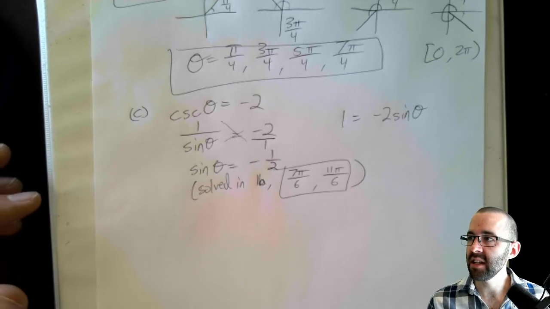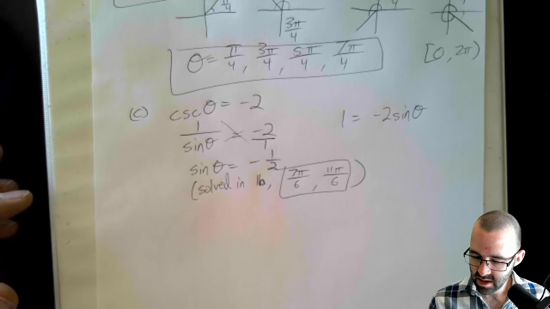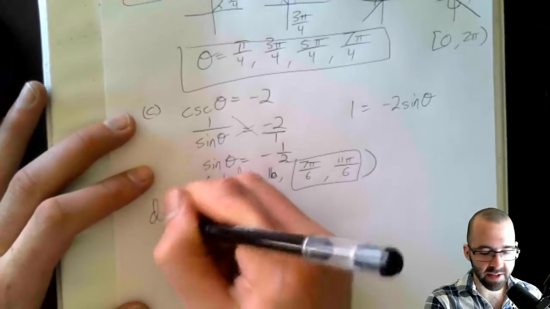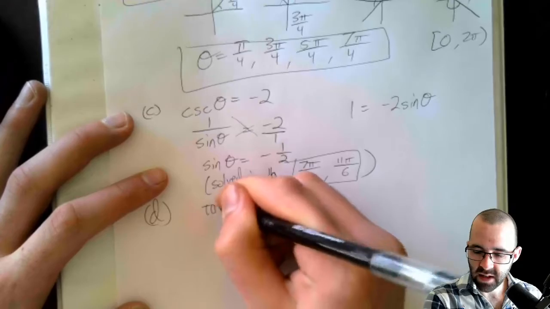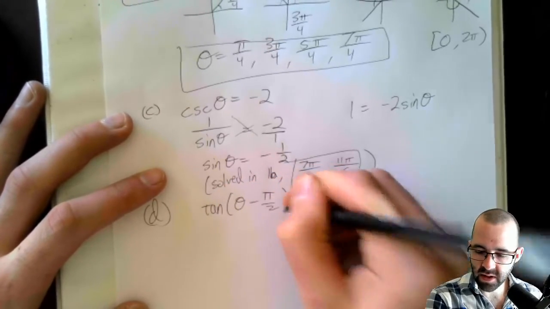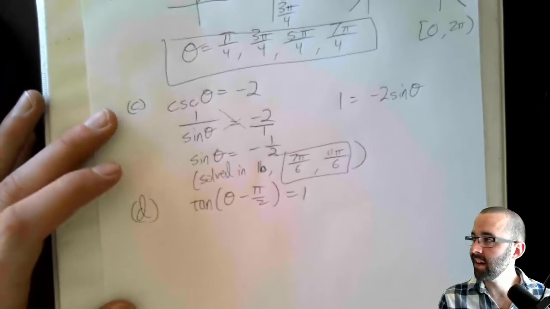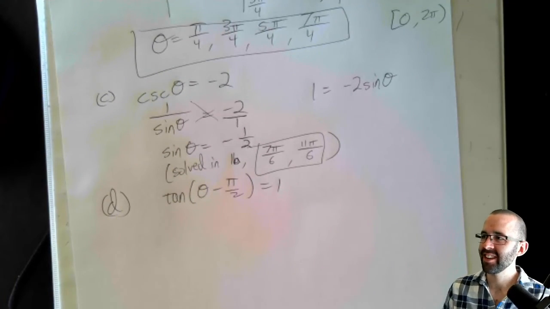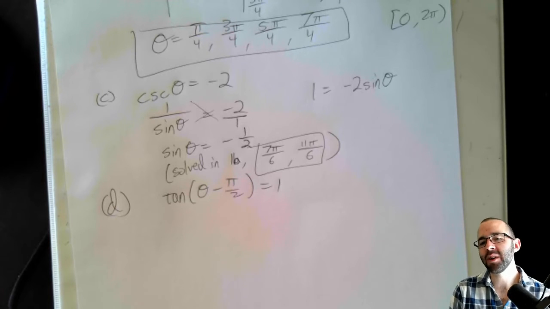Because yeah, if we finish D and E, we might be able to go a little bit more slowly on the harder problems. Good. Yeah, let's keep going. Tangent of theta minus pi over 2 equals 1. All right, so this is where things get a little weird. Now, there's a couple of ways of approaching this.